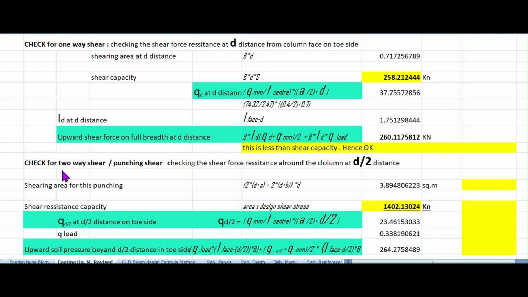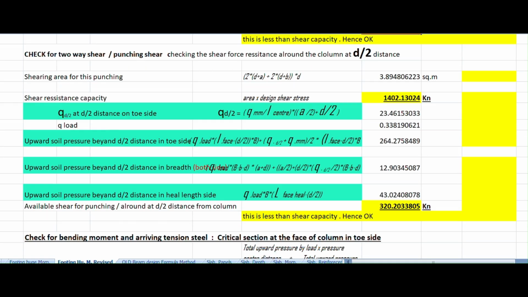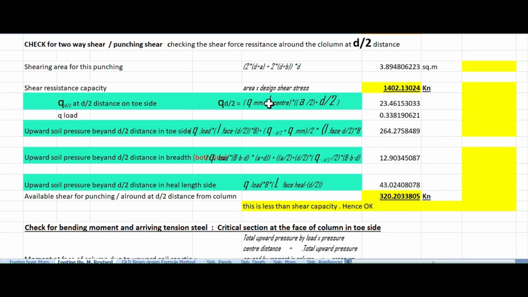Okay, checking the shear in two-way, that is punching shear checking. These are the formulas we saw in the images just before. The q at D by 2 distance is this one. Then the upward soil pressure beyond D by 2 distance on the toe side, following the formula, this is the value we have arrived at. Then the upward pressure beyond D by 2 distance on the breadth side.